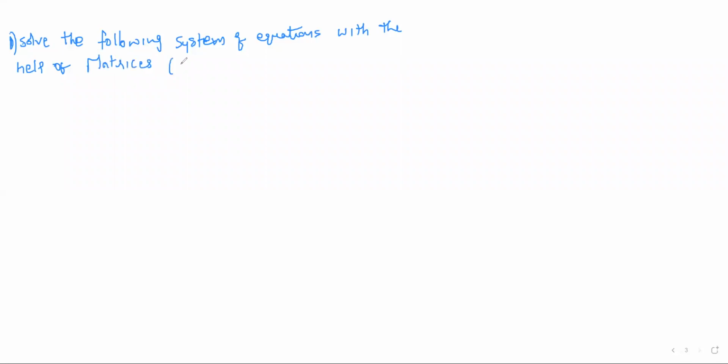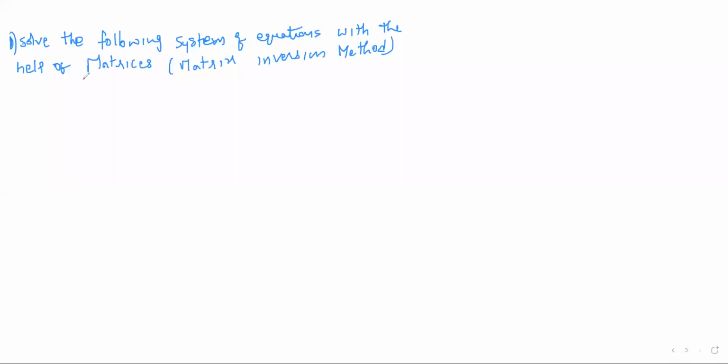Solve the following system of equations with the help of matrices, or a matrix inversion method. So with the help of matrices means matrix inversion method only.